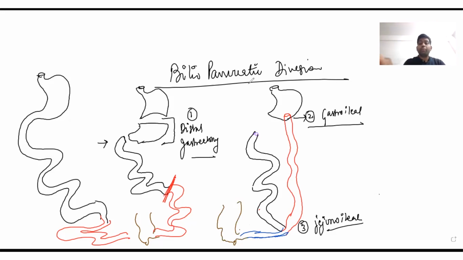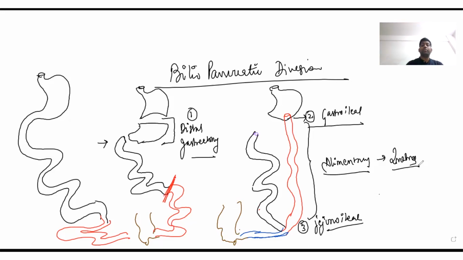There are a few things to remember in this. What is the length of this limb? First of all, this limb is called the alimentary limb. The length of the alimentary limb is kept around 2 meters, unlike in Roux-en-Y gastric bypass where it was 1 meter. The length of this common channel is kept around 0.5 meters.